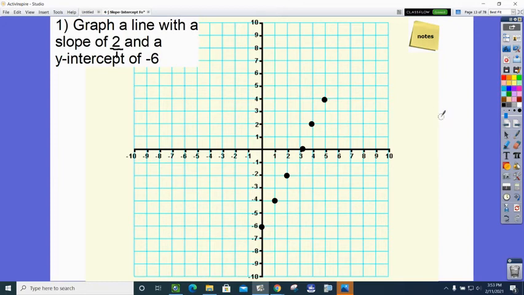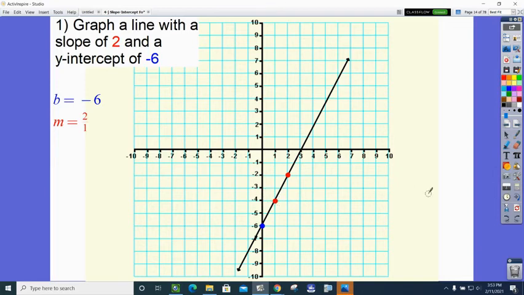Pick up my ruler, draw on the line, put arrows on both ends, and there is the equation of a line that has a y-intercept of -6 and a slope of 2, 2 over 1. That's how easy it is to graph a line when you know what the y-intercept is and the slope. The y-intercept is a point, and the slope is movement, rise over run. Let's try another one.